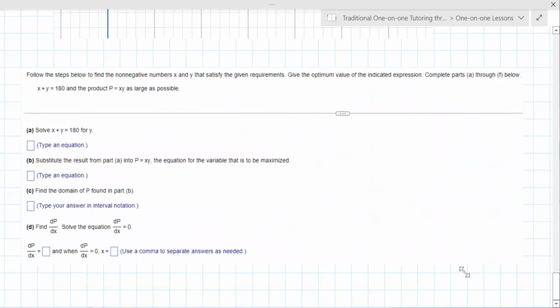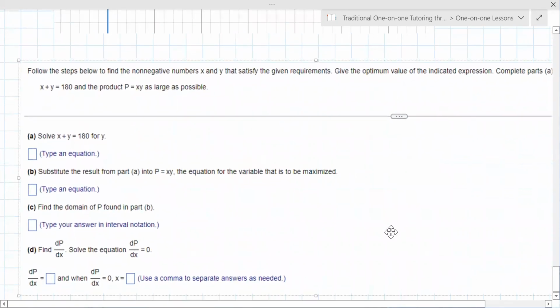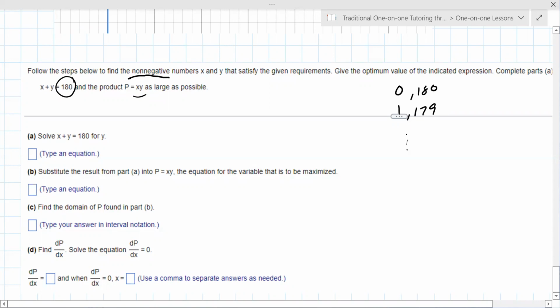All right, so it says here, follow the steps to find the non-negative, that's important, non-negative numbers x and y that satisfy the given requirements. Okay, so they're saying the two numbers have to add up to 180, and then the product is as large as possible. So as a kid, you're like, well, what if it's 0 and 180? And what if it's 1 and 179? And so on. And that takes forever. But they're trying to step you through how to do a problem like this one.